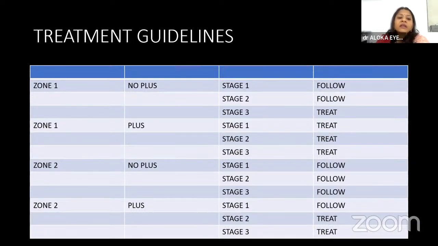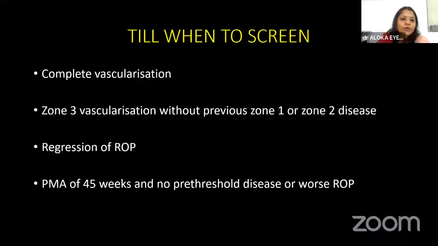Again, these are reiterating the treatment guidelines where I told you: zone 1, stage 3, you treat. Zone 1 with plus disease, any stage, you treat. And zone 2, if you do not have a plus, you can follow up. But zone 2, if you have a plus and if you have stage 2, 3, you're going to treat. So, as you do ROP more and more, you understand the treatment guidelines more.